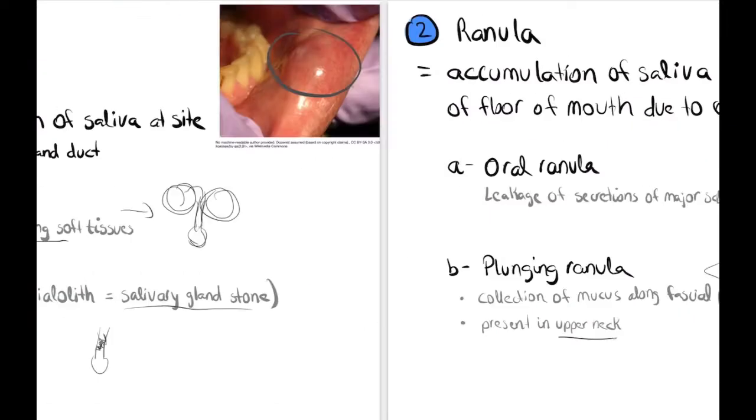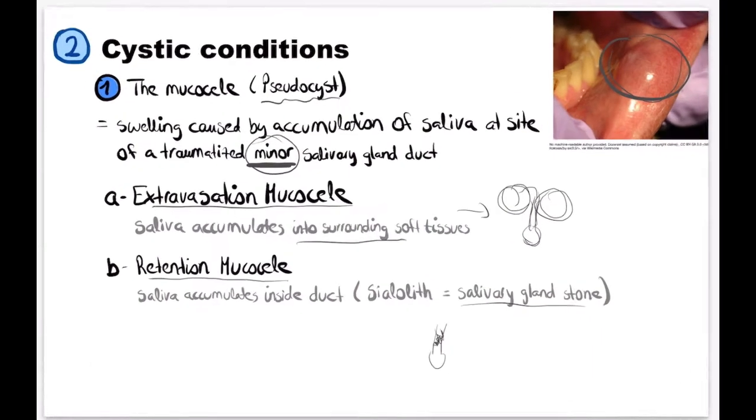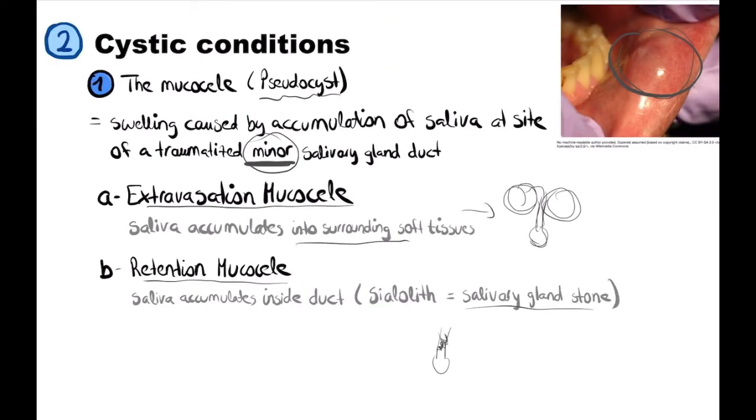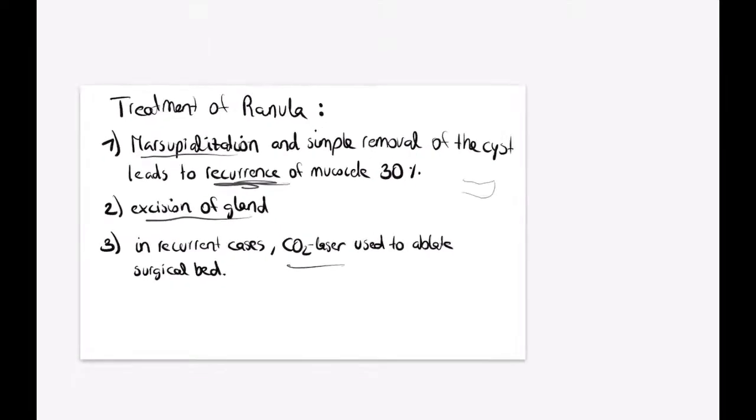So what is mucocele actually? Mucocele is an accumulation in the area of minor salivary glands, but due to trauma. So then we do the excision of the gland. This is one of the treatments. Or in recurrent cases, you do CO2 laser to ablate the surgical bed. So in all three cases, you remove it. This is the ranula.